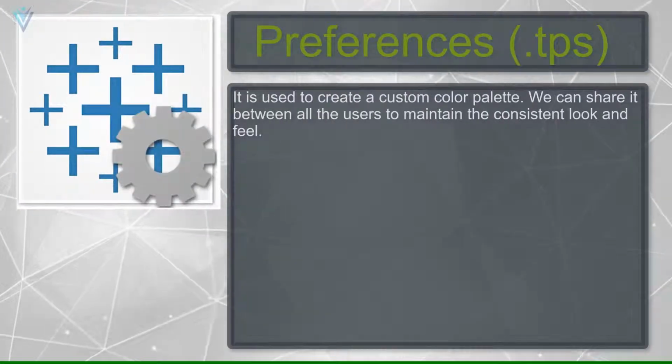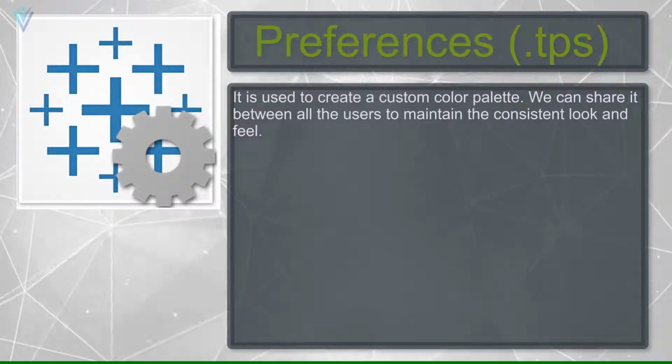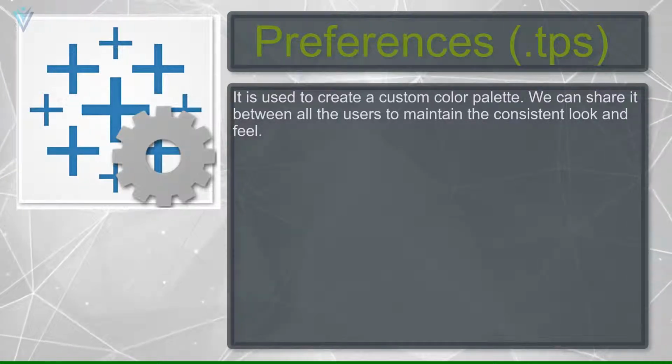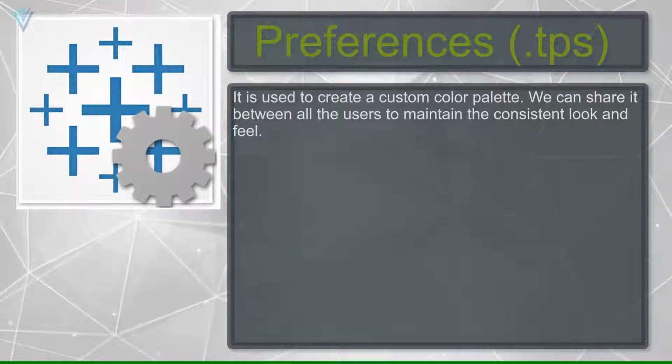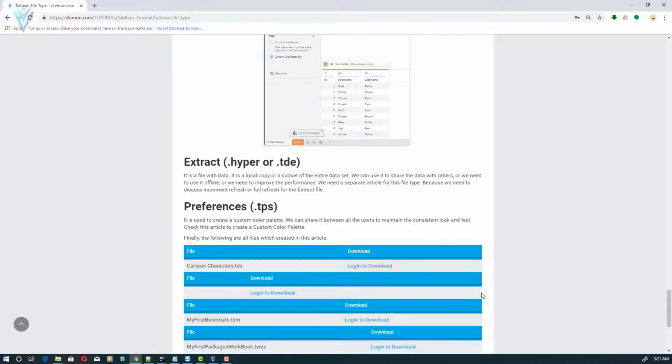The next file type is preference .tps. It is used to create custom color palettes. We can share it between all the users to maintain a consistent look and feel. Again, we need a separate video for the .tps file. So this is about the different file types available in Tableau Desktop.